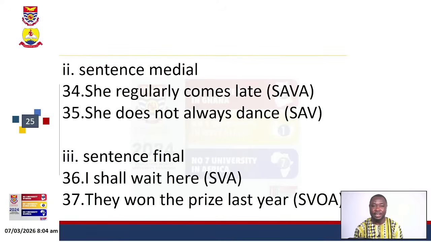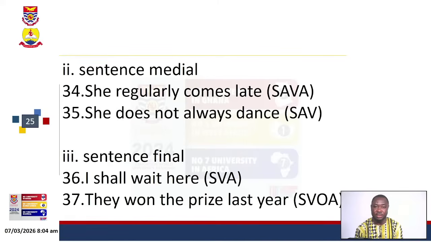Okay? Good. So this is an example of sentence medial. She regularly comes late. She is subject, regularly is adjunct, comes is verb, late is adjunct. When does she come? Late. That is an adjunct. It is telling time. Regularly is also adjunct. It is telling frequency. She regularly comes late. She does not always dance.